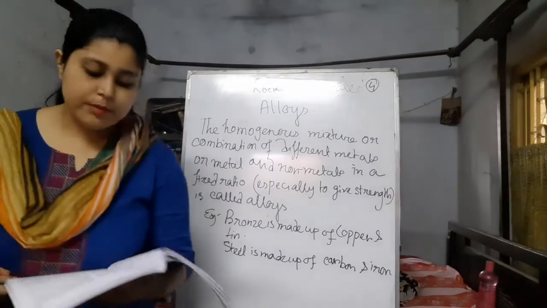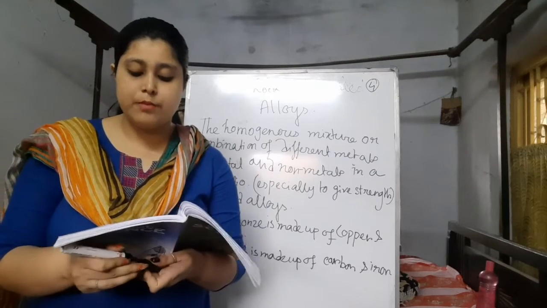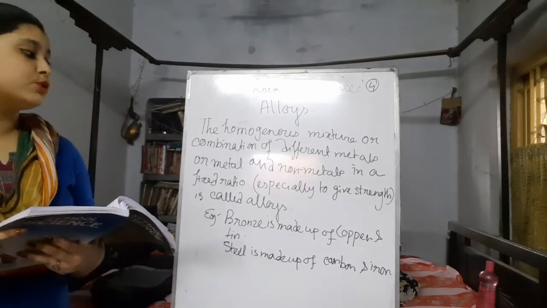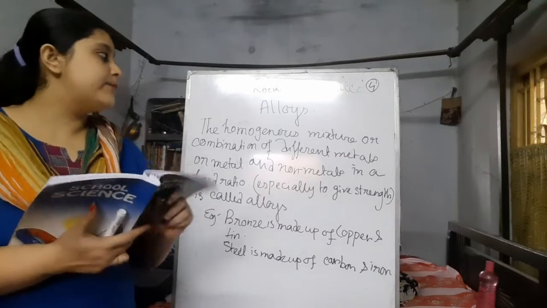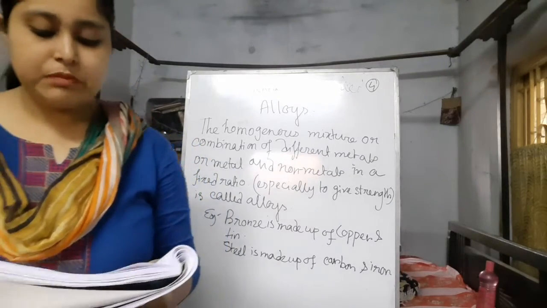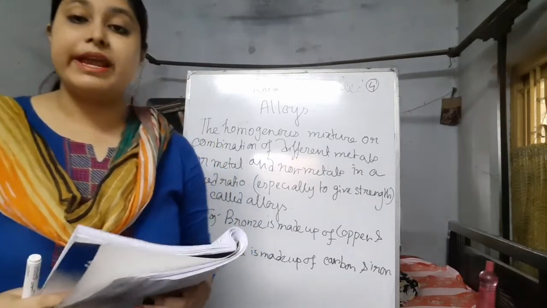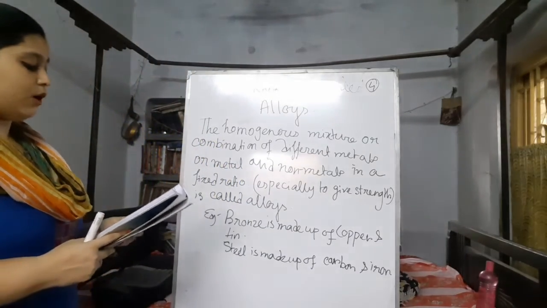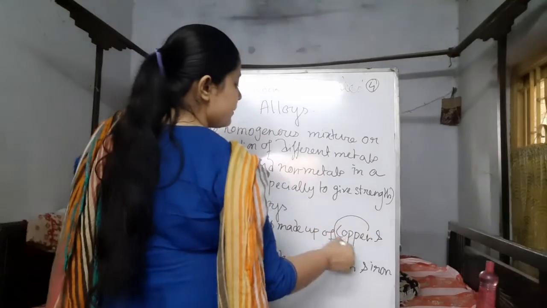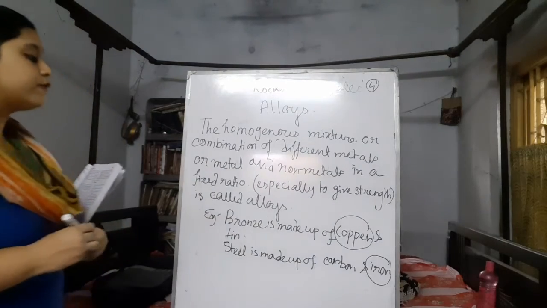Also, the two or more components, or elements, that combine to form an alloy are inseparable. We can't separate the two metals from the alloy. When we produce an alloy, they are mixed together so properly that we can't separate them out. The major metallic component of the alloy is called the main metal, the parent metal or the base metal. Here copper is the major metal, and here iron is the major metal of this alloy.